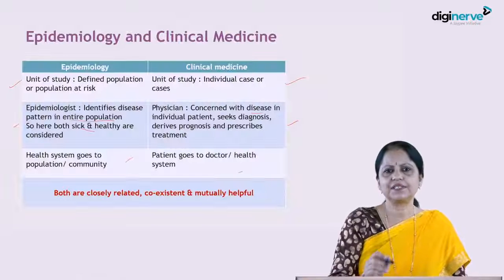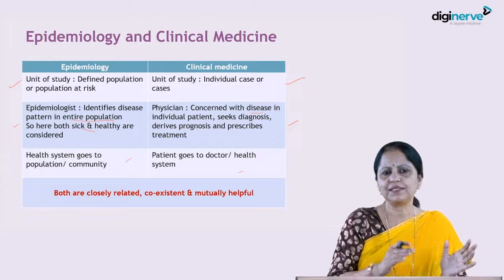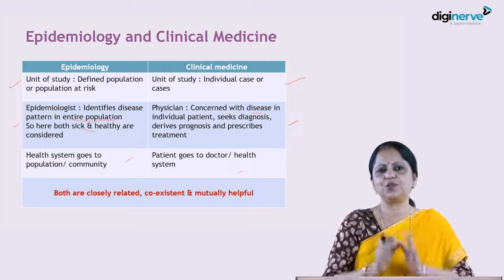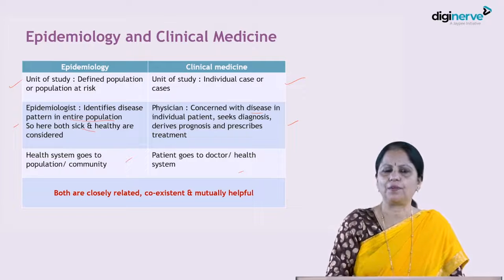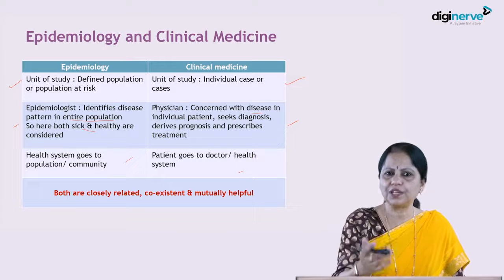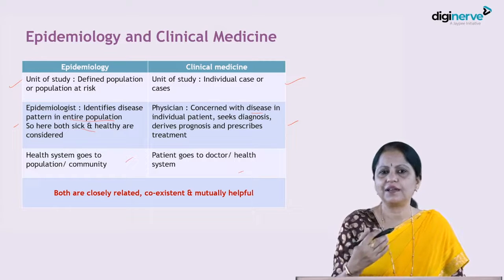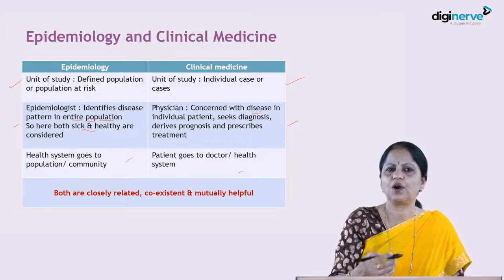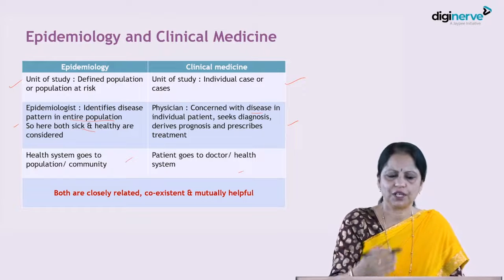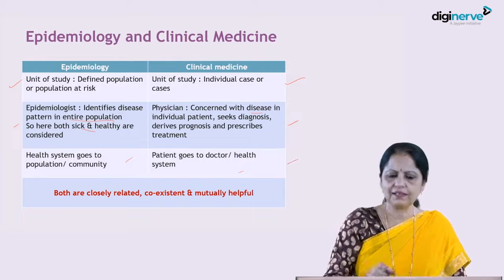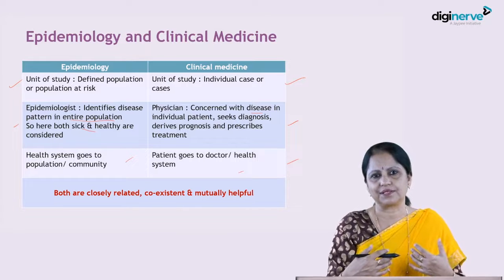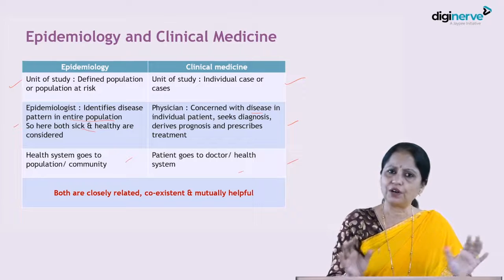And another difference is that in epidemiology, often the health system goes to the community. That means we do community surveys, population surveys and identify the problem, or we go out to do screening camps to identify the early stage of the disease, or we do health education programs. That is an intervention. So we reach out to the community. Whereas in clinical medicine, the patient comes to the health system. But these two are not watertight compartments. They are coexistent and they are mutually beneficial.